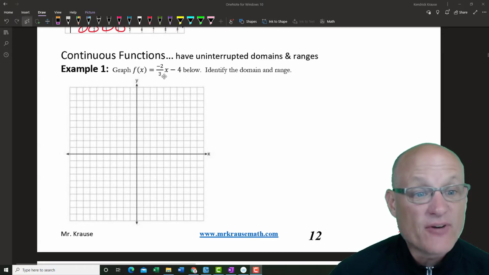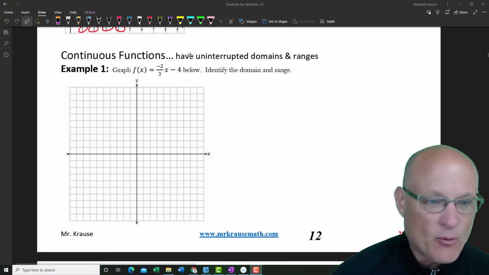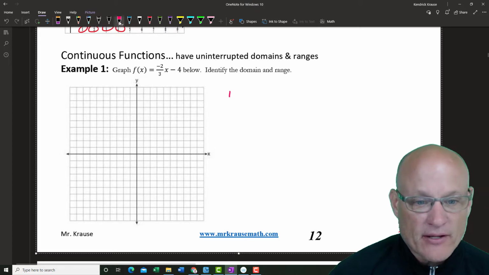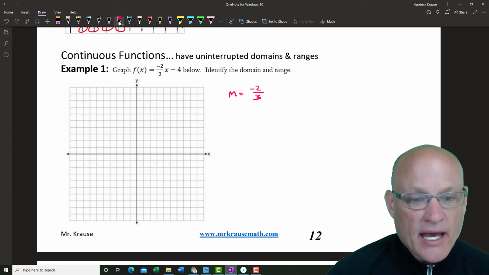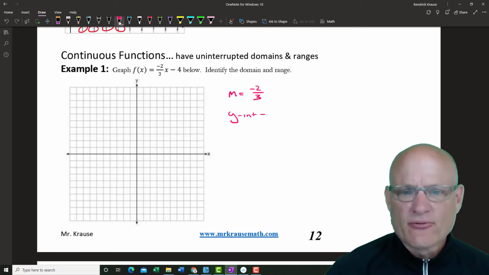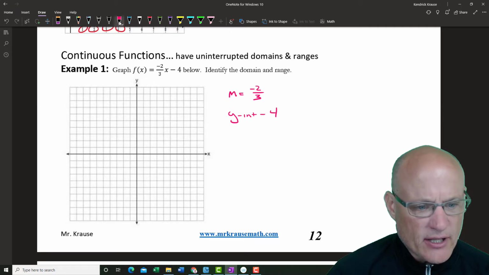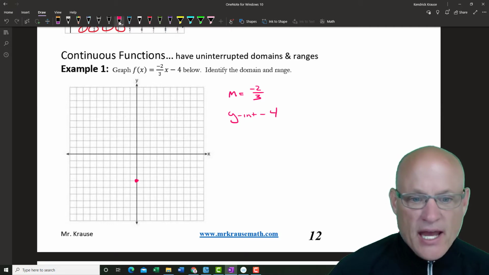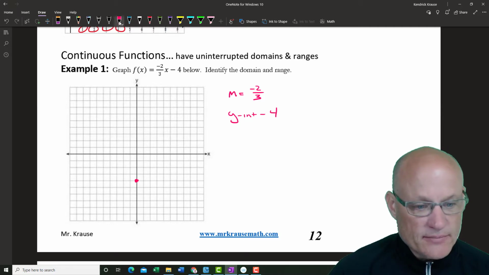Anyway, we're going to graph this function f of x. Now, I can use my calculator if I want, but I hope you guys remember that the slope is just going to be equal to negative 2 over 3. And the y-intercept is, what is it, negative 4. Okay, so we're going to put a point down here at negative 4. And we go down 2 and right 3. So it looks something like this.